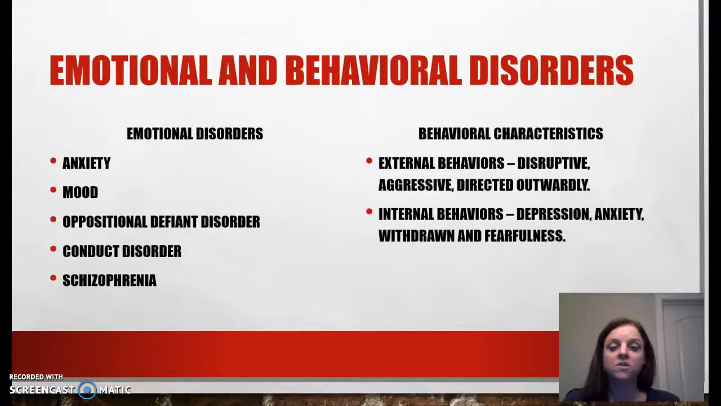Emotional and behavioral disorders. Emotional disorders can consist of anxiety, mood. Mood could be depression or even almost like a hyperactivity. Oppositional defiant disorder, conduct disorder, schizophrenia. Some behavioral characteristics could be external behaviors, which would be disruptive or interruptive. They might be aggressive, directed outwardly. There can be some internalized behaviors, which would be depression, withdrawn, once again, that anxiety, fearfulness.